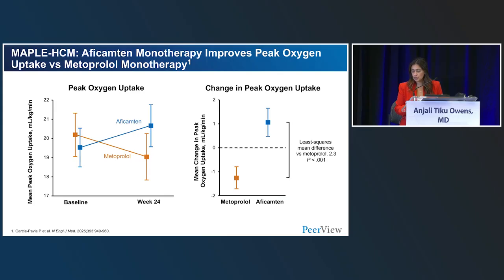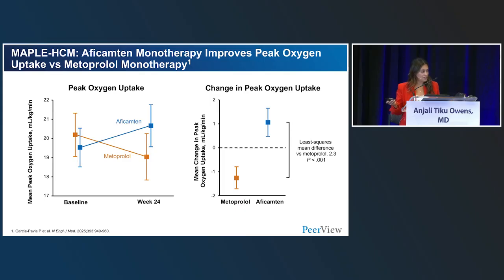Peak VO2 is on the left and the least squared mean difference on the right. At baseline, you can see that the peak VO2 is in the 19 to 20 mL per kg per minute range, so a little less sick population than, for example, SEQUOIA. And what you saw at week 24 is that the metoprolol patients actually got worse on their peak VO2.